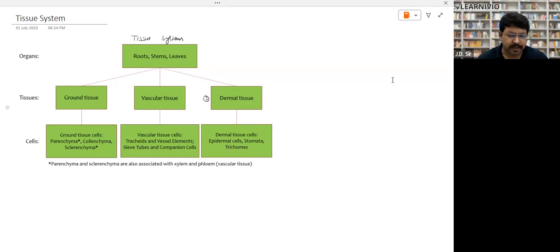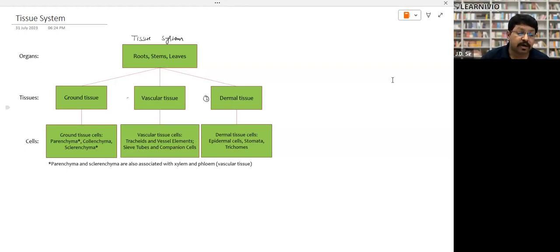Dermal tissue cells are epidermal cells, stomata, and trichome. Epidermal cells are like our skin. Stomata are like pores in skin; the same type of pores are found in the plant for transpiration. Trichome is like the hair on our body. In the same way, plant stems have hairy structures. We call them trichome. Clear? I'll tell you each and everything in detail. Right now I am just making you understand what exactly they are.